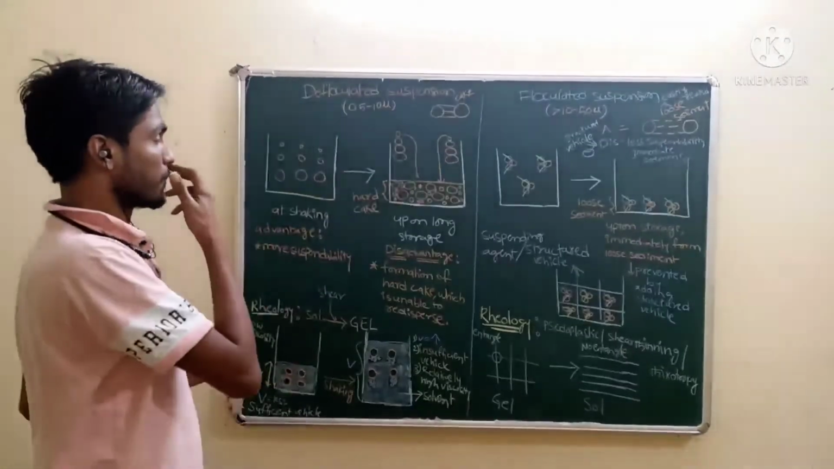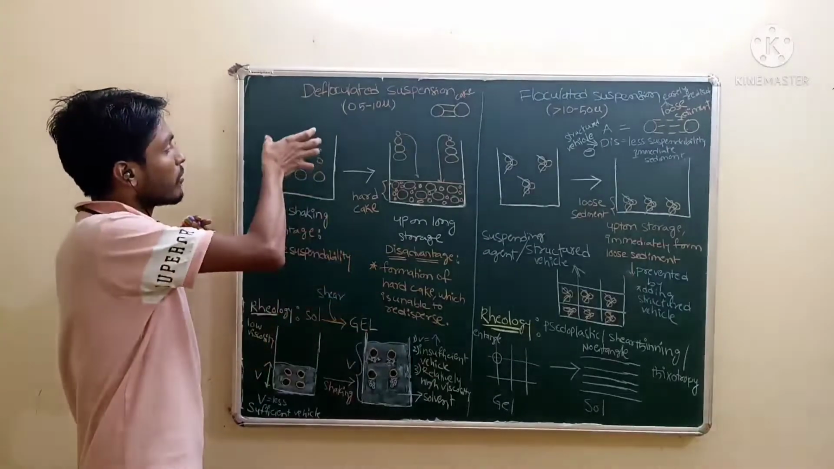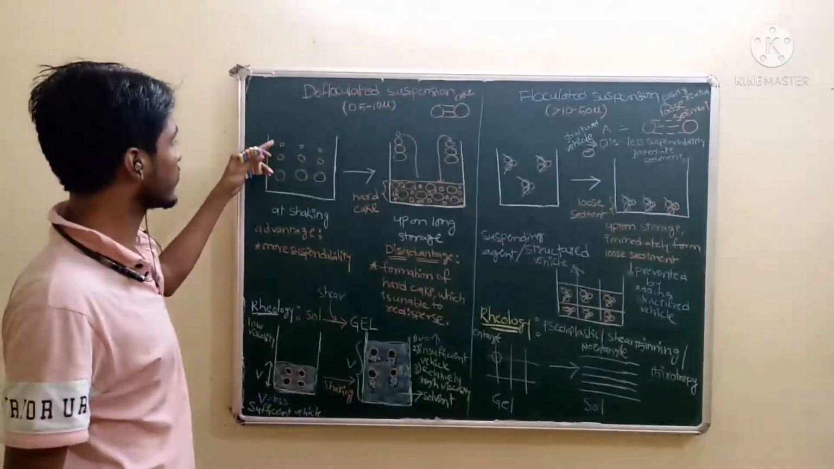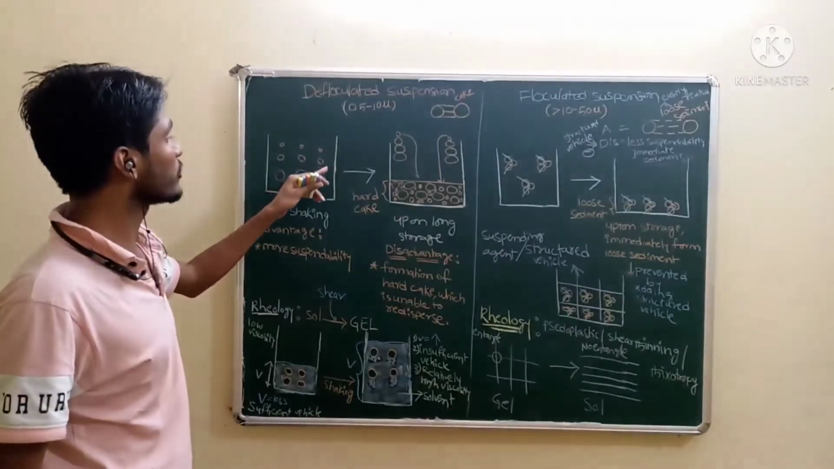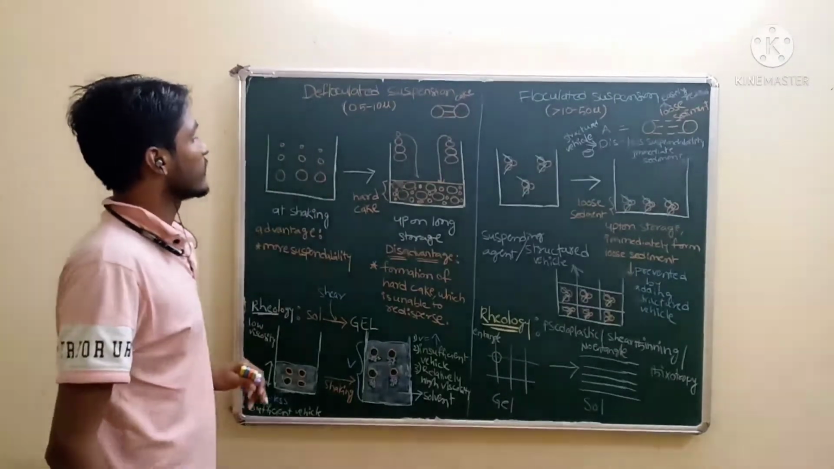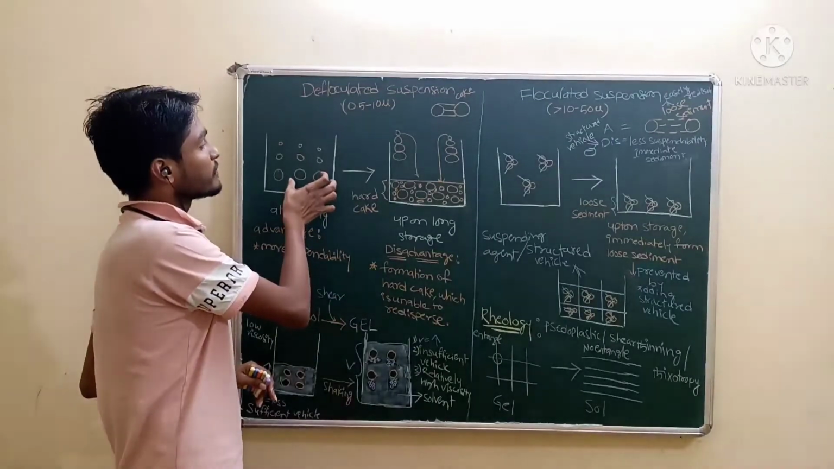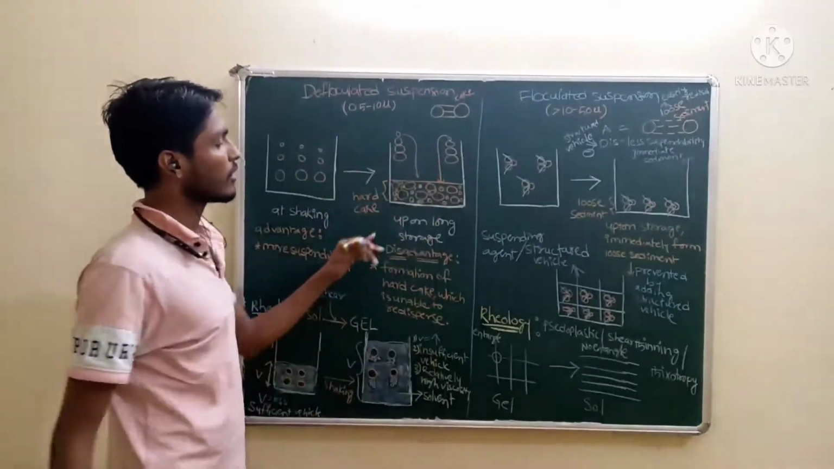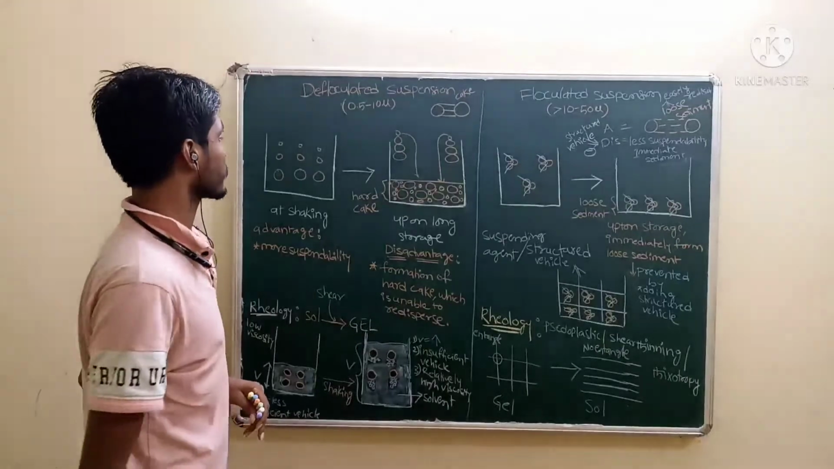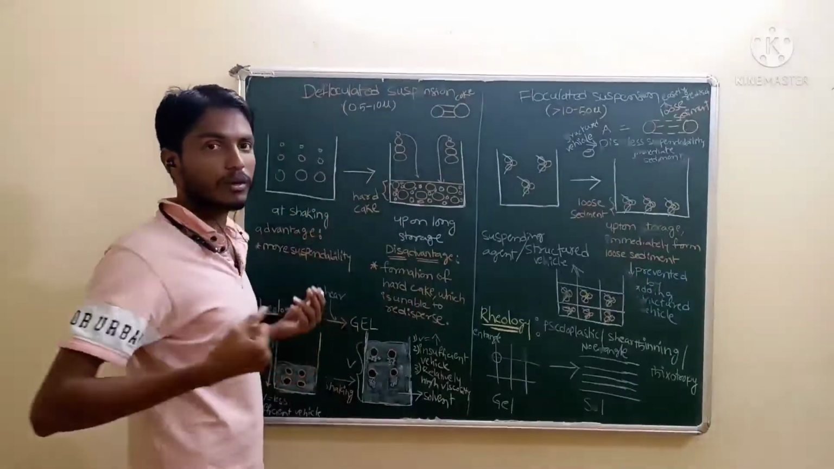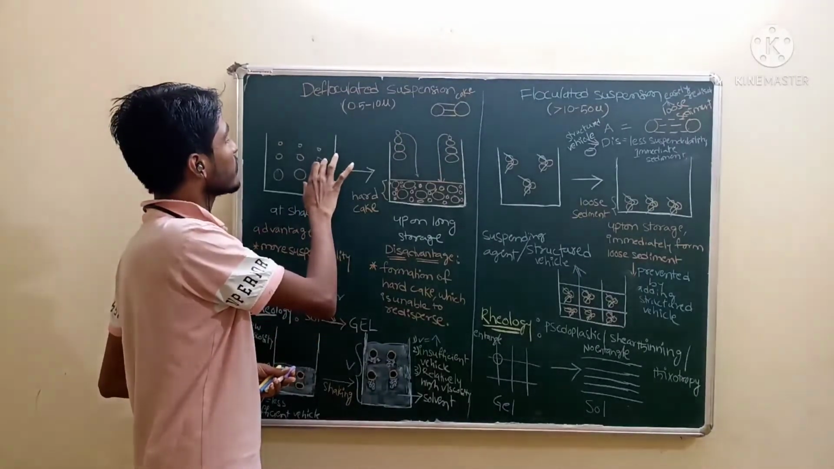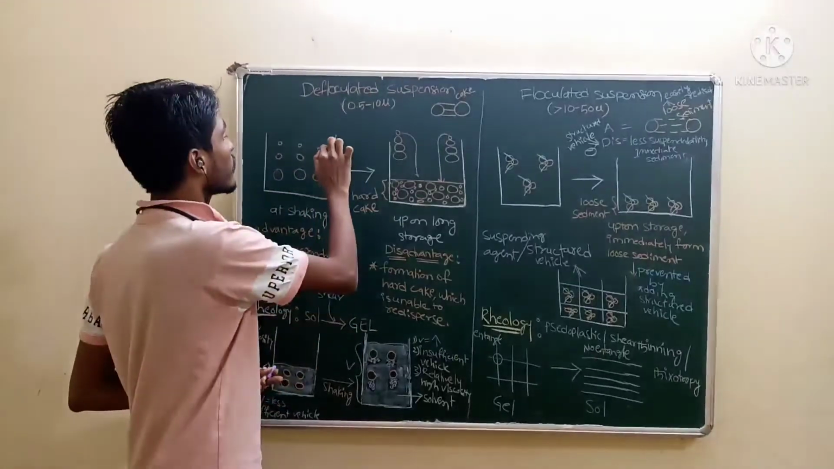In deflocculated suspension, the particles are suspended very clearly. The particles are distributed uniformly. So when I keep this system at rest upon long time storage, what will happen is, the larger, denser particles will always be at the base due to the gravitational force, and the small particles at the top.